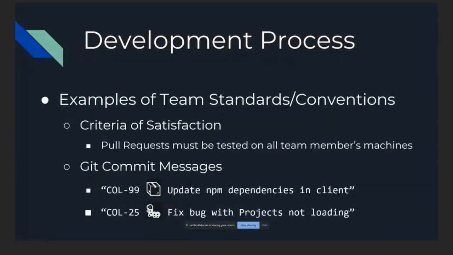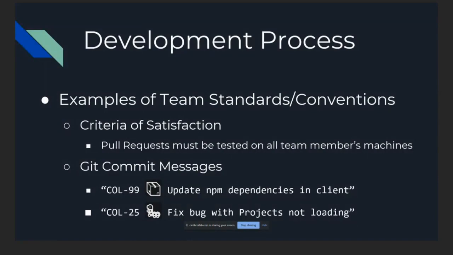One thing that we had to do was everyone had to review pull requests on their own machines. This meant that everyone had to pull code and then test the code to see if there are any bugs, and this helped us minimize the number of bugs that popped up in our program. One other thing is we used emojis in our Git commits. This helps us categorize different types of commits. For example, if you look at call 25, we can see that this is obviously a bug because of the bug emoji right there.